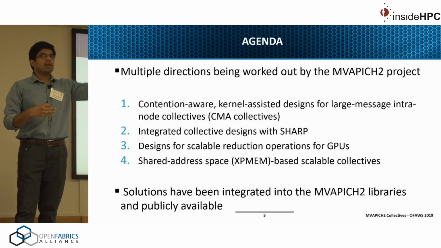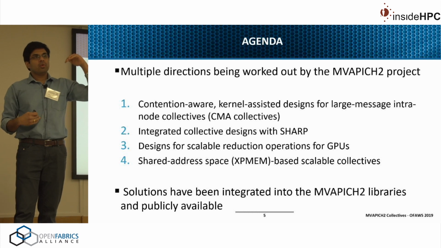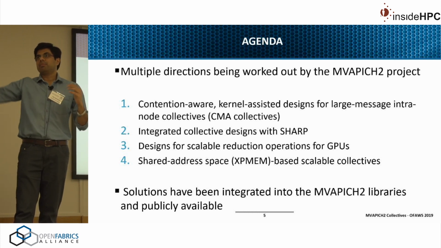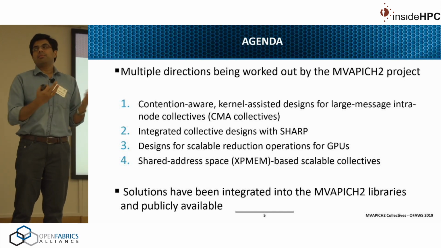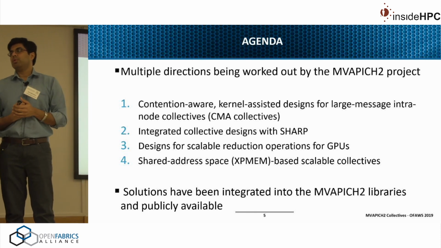So if you look at it, there are multiple copies involved here, from the user space buffer to the shared memory buffer, and from the shared memory buffer back to the user space buffer. This is the typical way intra-node shared memory transfers work. But there are more transfers here than we would like.